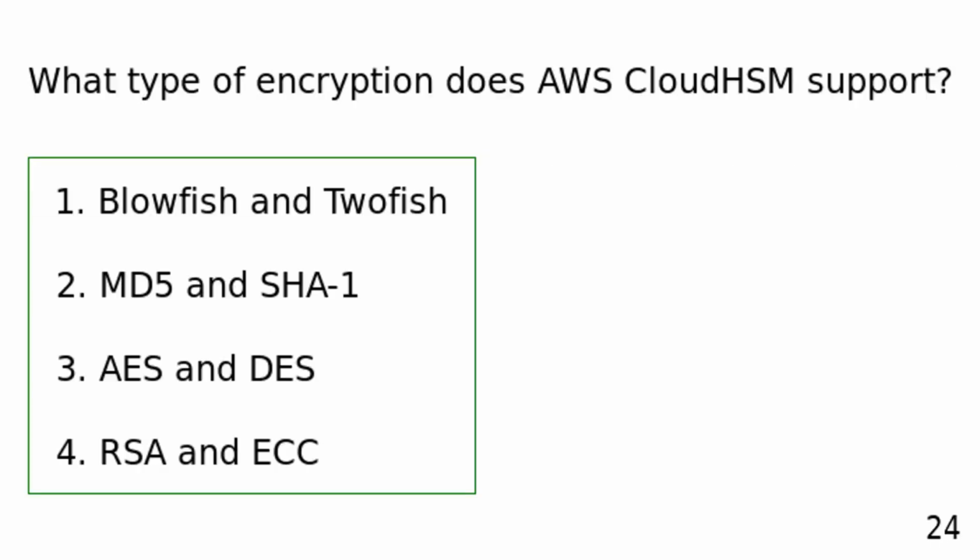What type of encryption does AWS CloudHSM support? Blowfish and Twofish. MD5 and SHA-1. AES and DES. RSA and ECC.